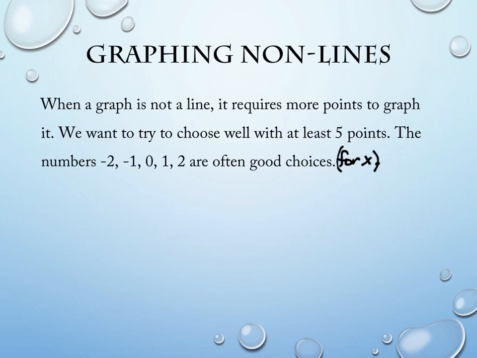You might be like, well, that's sort of vague. They're often good choices. When are they good and when are they not good? I hope that with the examples I'm doing, you'll get a sense for what that means and when maybe they are good and when they're not good.